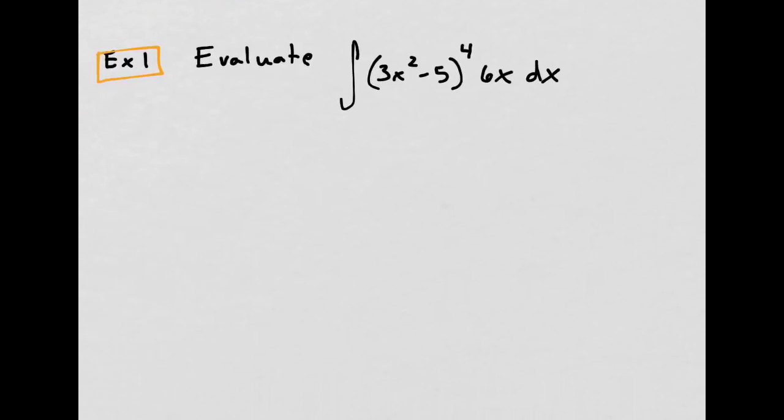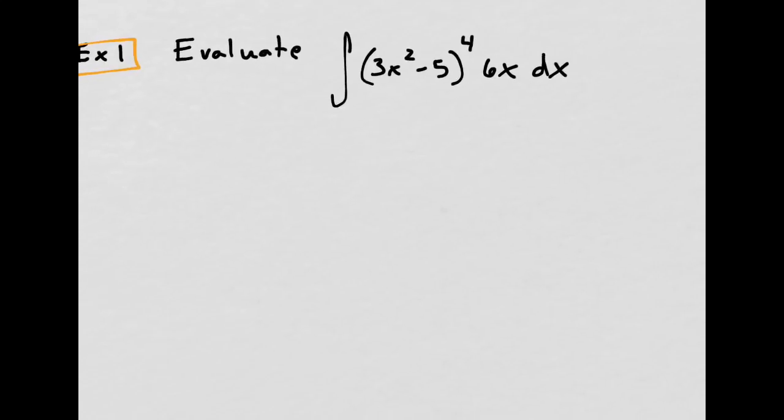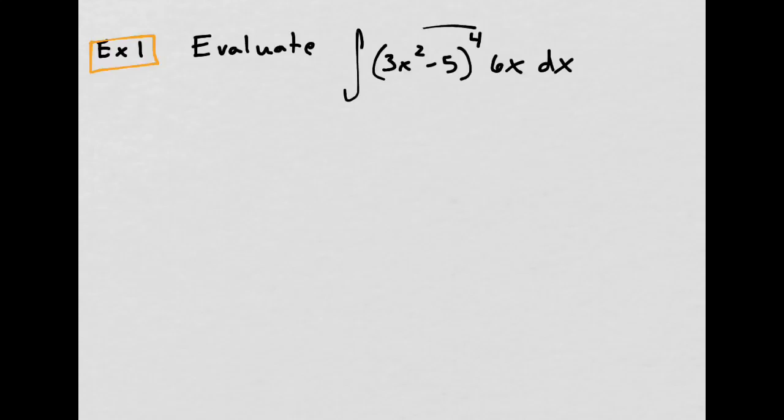So we have the integral of the quantity 3x squared minus 5 raised to the fourth times 6x dx. So I'm trying to evaluate this integral, and I kind of have like a product rule, but also a chain rule in here because there's like a bunch of different functions. But this is how you can tackle this problem. We're going to do a change of variables to make this integrand more simple, and then we'll integrate it, and then we'll switch back our variables.